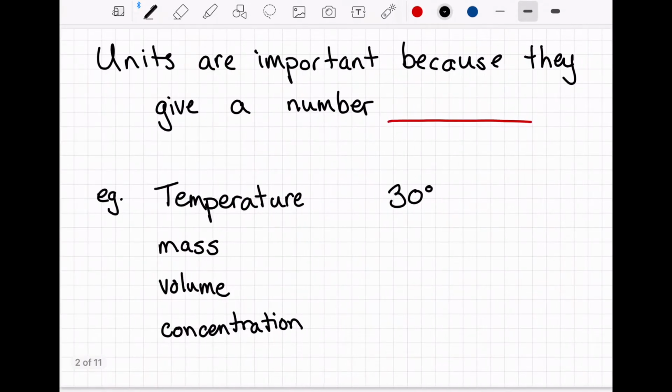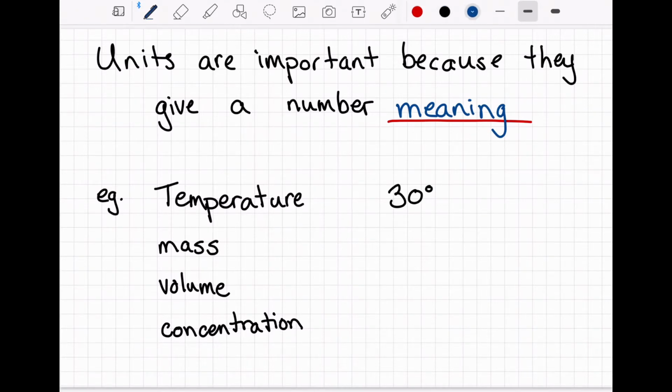So units are really important when they are associated with a number because they give a number meaning or context, and they can help winemakers make decisions if you're using the correct units.